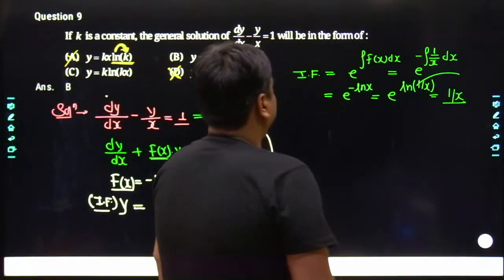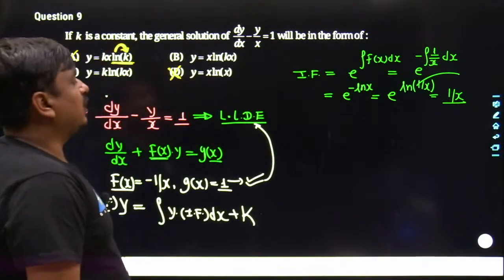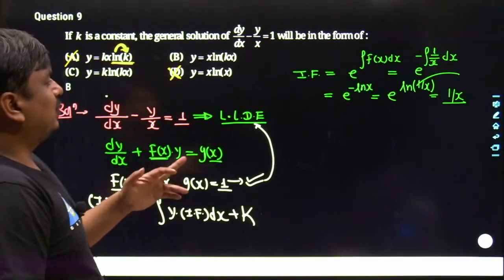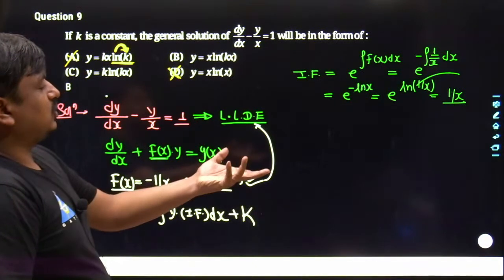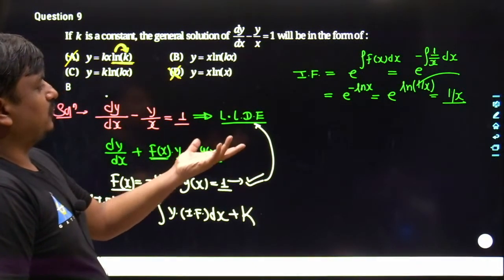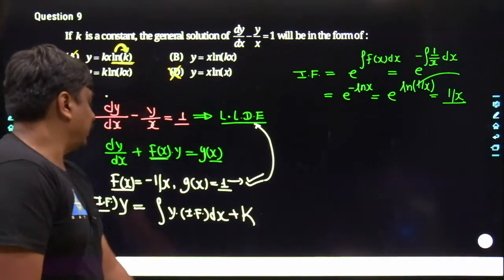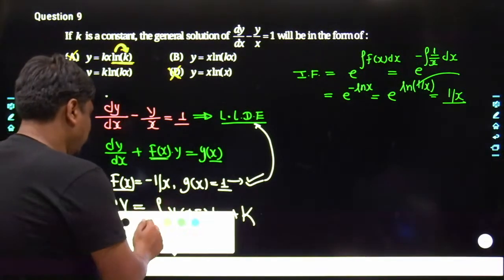Yes, 1 upon x. So the value of the integrating factor is clearly known to me. Has any mistake taken place? If so, you can cross-check over here: 1 upon x, ln of x, ln of x. No, everything is fine. So let me focus on this general solution.